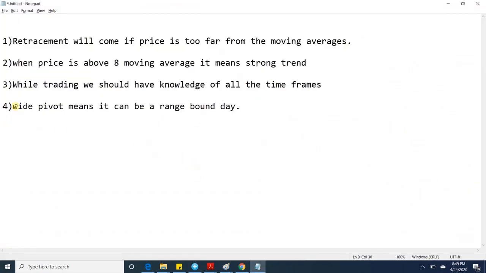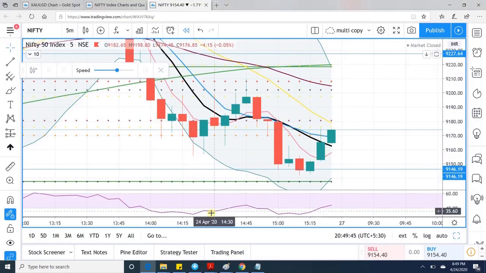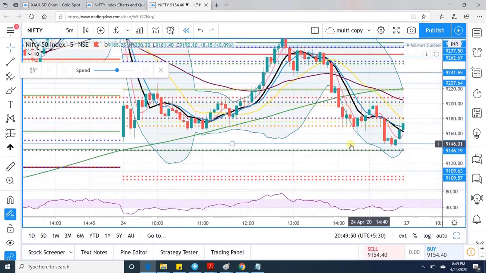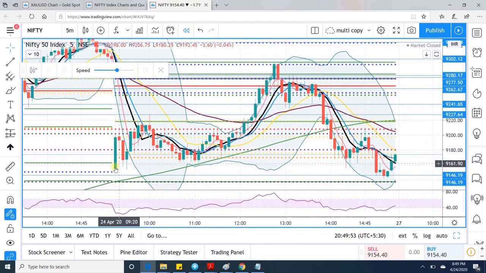And the last point was the wide pivot, which means it can be range bound. See how a wide pivot, easily we can say that today can be a range. It is not always possible, but it can be range bound. See, the range was this and then back to this. In the end it finished here and it started here. See how there was an upswing and then back to the downswing here. So it was a wide pivot and it was a range bound trade.